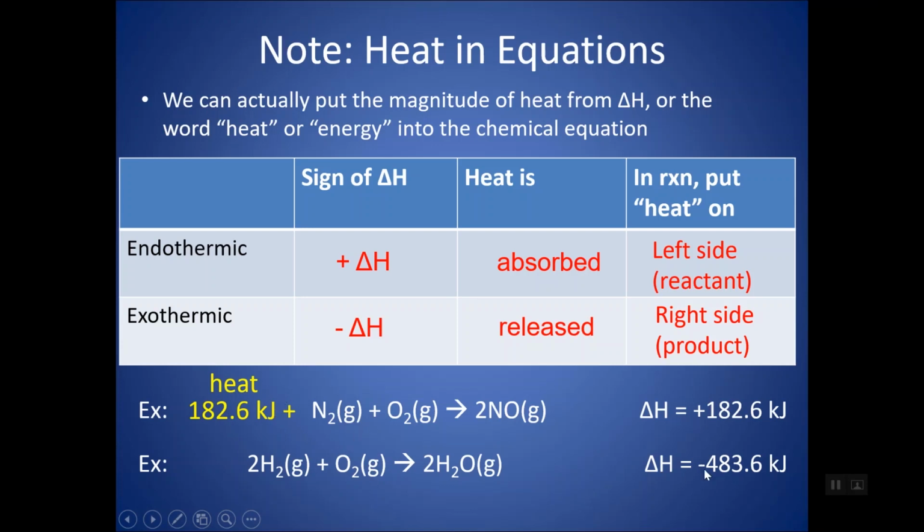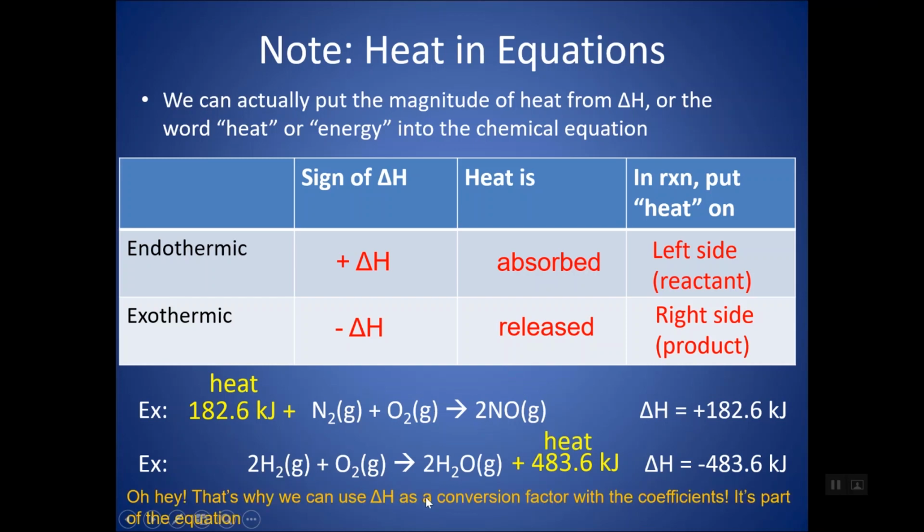And the second one, delta H is negative, heat's released, so I can put heat as a product. I can put the word heat or energy, or I can actually put in this value. And if I'm putting in this value, I don't need the negative sign anymore. The negative sign here is telling me it's exothermic for delta H. But if I'm releasing 483.6 kilojoules, I can just put plus 483.6 kilojoules on the right-hand side. I don't need that negative sign anymore because the place, right or left, is telling me whether it is endo or exothermic. So when I'm putting it into my reaction, I'm always putting it as a positive value, but the side, left or right, is going to tell me whether it's endo or exothermic.